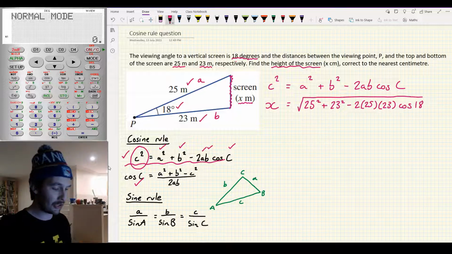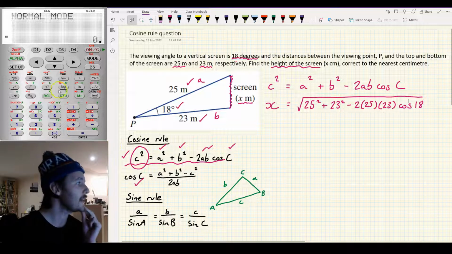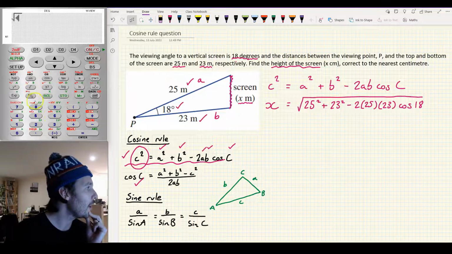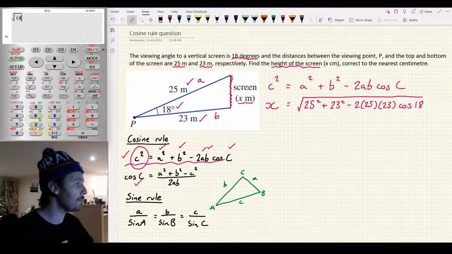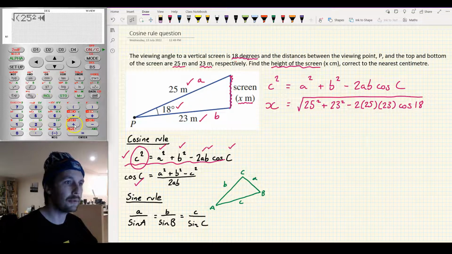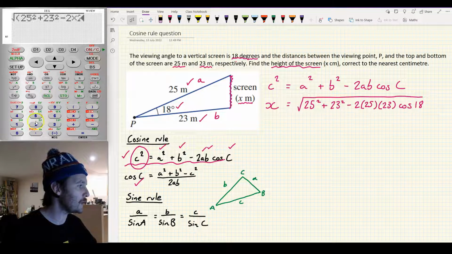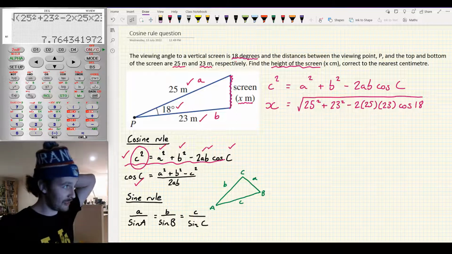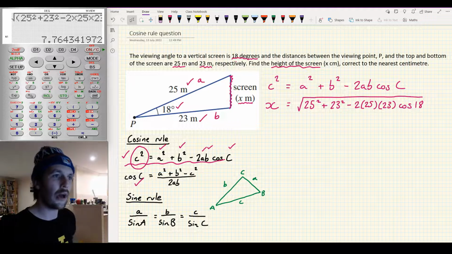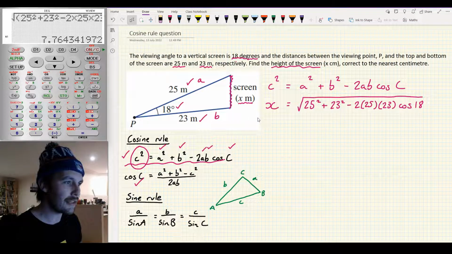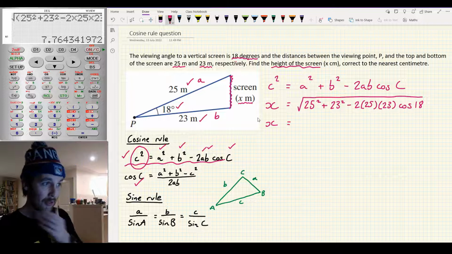So on your calculator, that'll look a little something like this. I'm going to find the square root of, where are the brackets? There we go. So I need to use brackets and finding the square root of the whole thing. So 25 squared plus 23 squared, subtract 2, multiply by 25, multiply by 23, multiply by cos 18. Close the bracket on that one. And that's given me 7.76434 and so on.